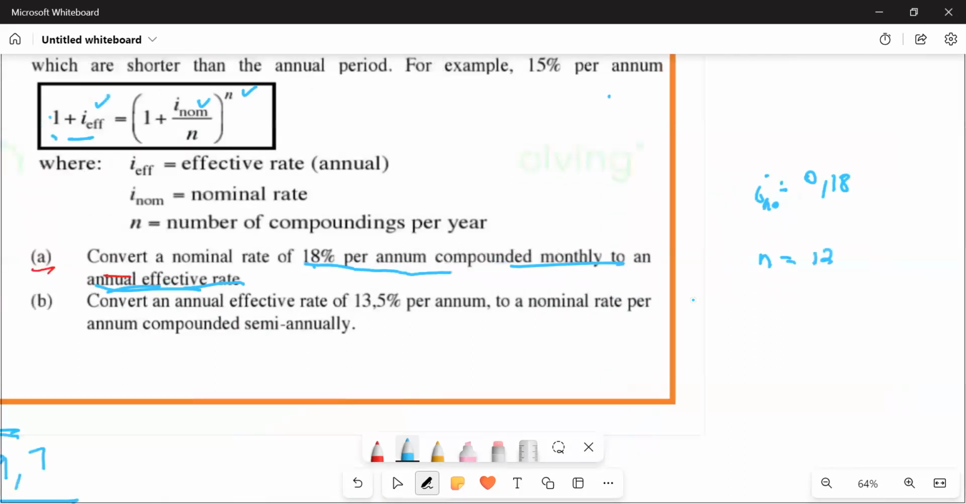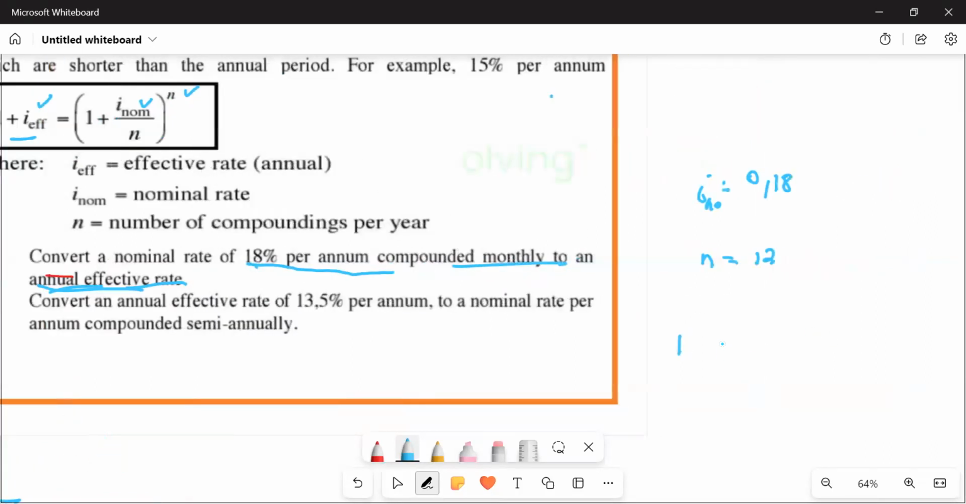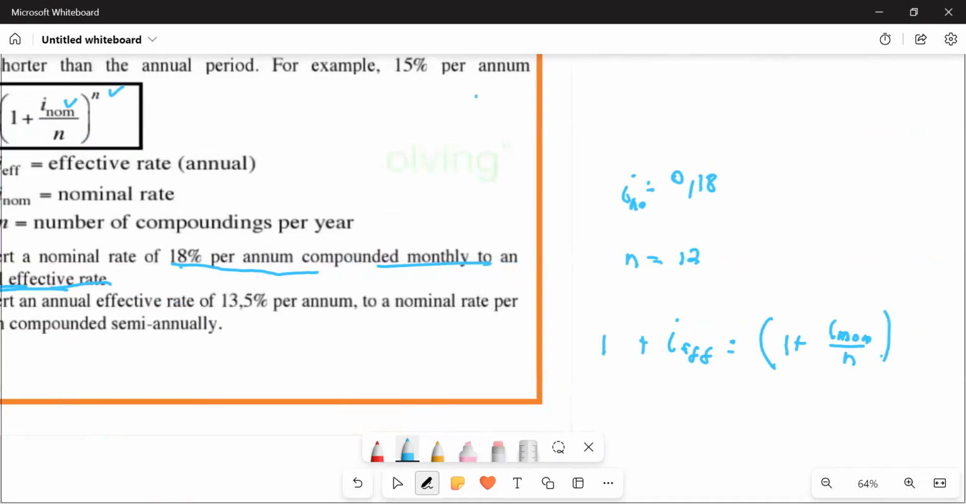If we are going to use this formula, what does it say? It says we are going to have 1 plus I effective, which is going to be equal to 1 plus I nominal all over N, to the power of N. Let's go and substitute after it. Straightforward. Okay?